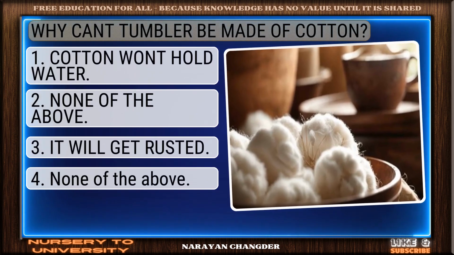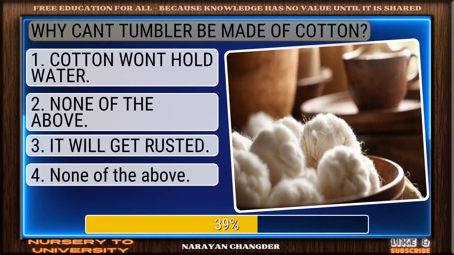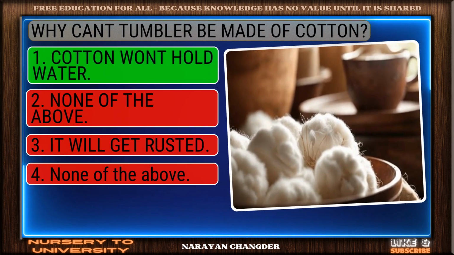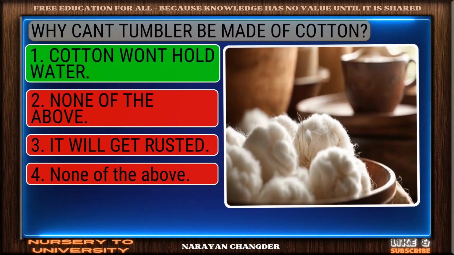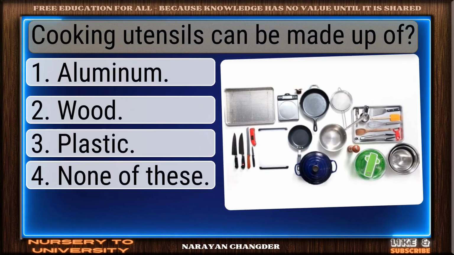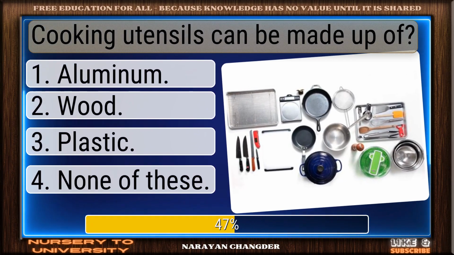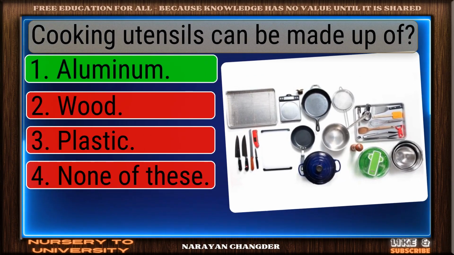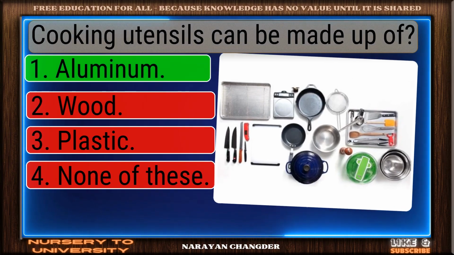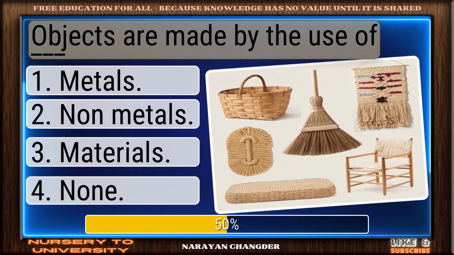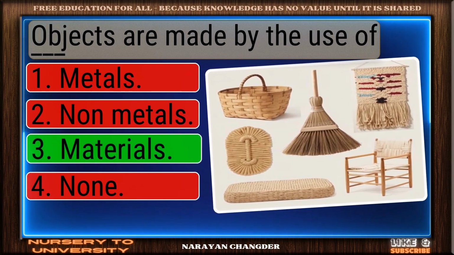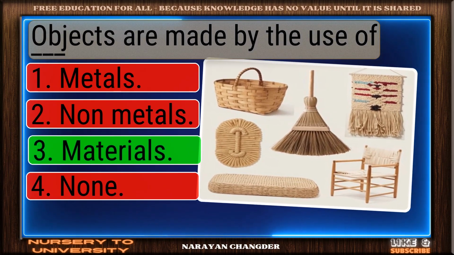Why can't a tumbler be made of cotton? Well reasoned. Cotton won't hold water is the correct choice. Cooking utensils can be made up of. Great thinking. Aluminum is the right choice. Objects are made by the use of dash. Excellent. Materials is a brilliant choice.